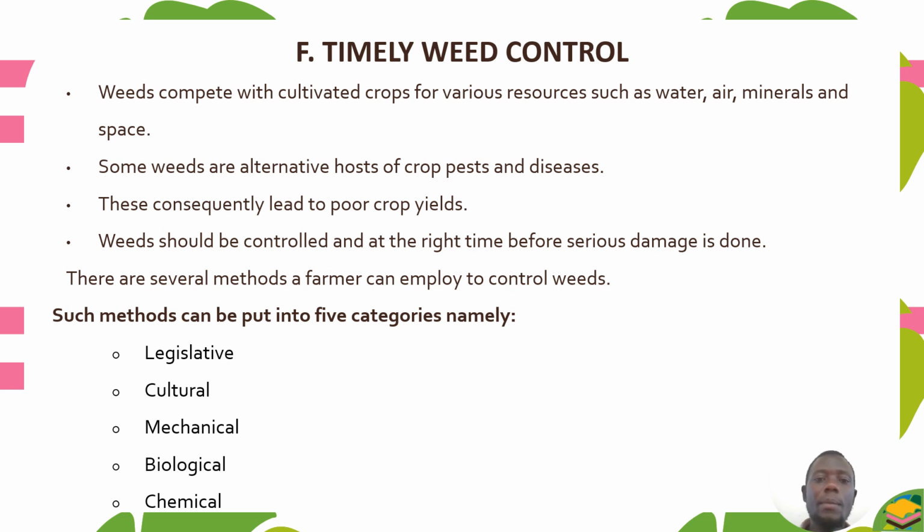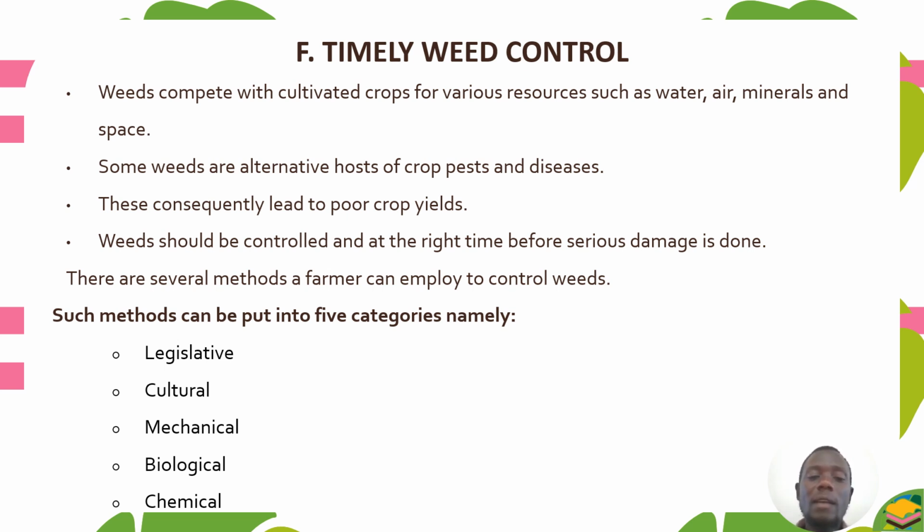So let's now look at timely weed control. Weeds compete with crops, as they use the same resources that crops use. Some of the resources are air, water, minerals, and space. Some weeds are alternate hosts, or they keep the crop pests and diseases. So if weeds are kept in the field, it means the crops can be easily attacked by pests and diseases, because some of the weeds have pests as well as diseases for the crops. Therefore, weeds should be controlled at the right time before serious damage is done.